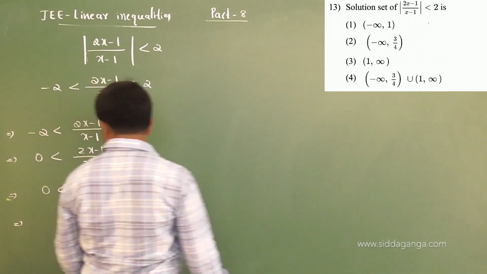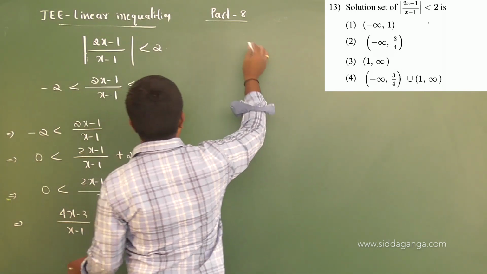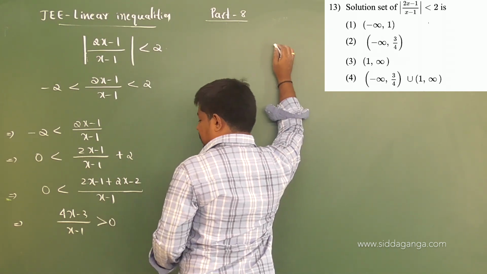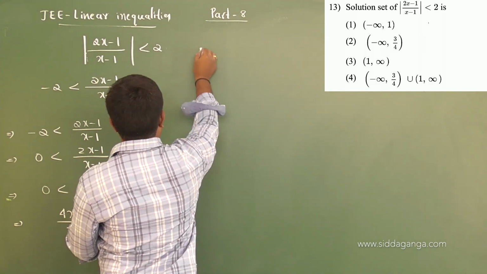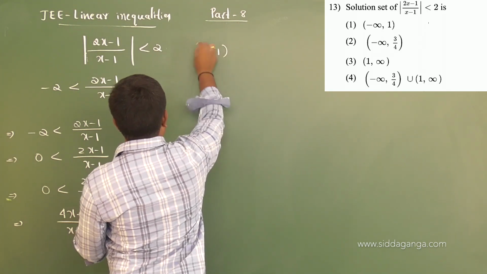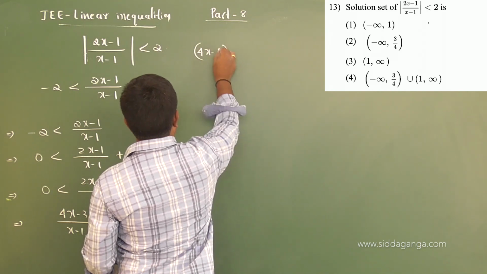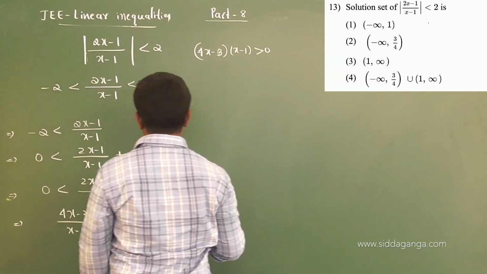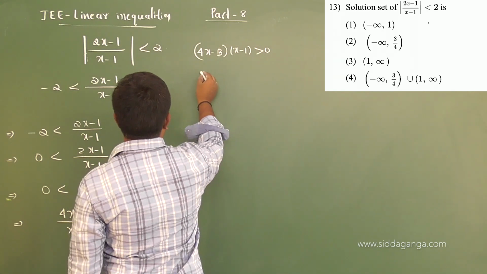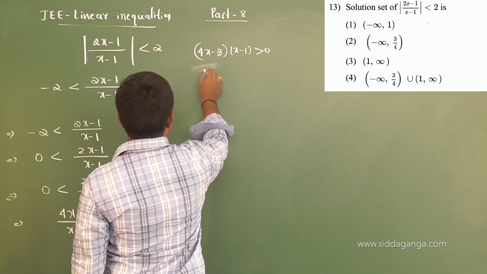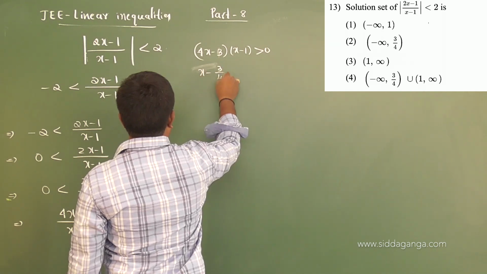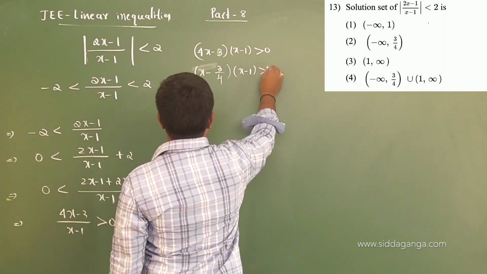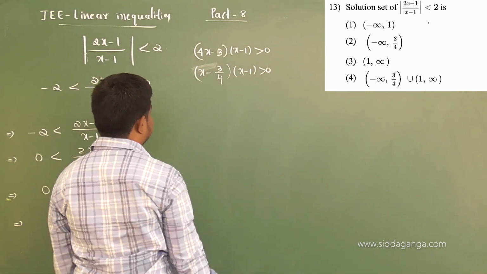Okay, again this is same as I said before, (x minus a)(x minus b) greater than 0 is same as (x minus a) divided by (x minus b) greater than 0. So I will rewrite this as (4x minus 1)(x minus 1) is greater than 0, or by dividing 4 on both sides you get (x minus 3/4)(x minus 1) is greater than 0. So now a is 3/4, b is 1.